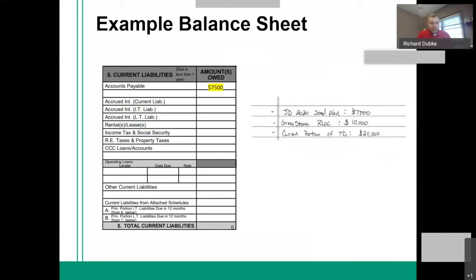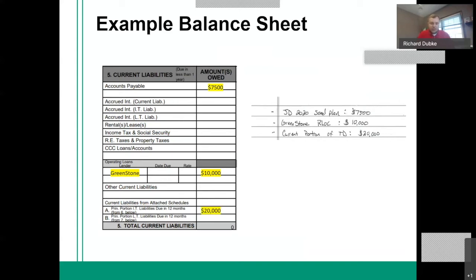He carries a small line of credit with GreenStone, so he owes $10,000 to us. And then he also has his current portion of term debt calculated out. So this is basically his principal portion of his next loan payment due in the next 12 months. So we fill that in there.